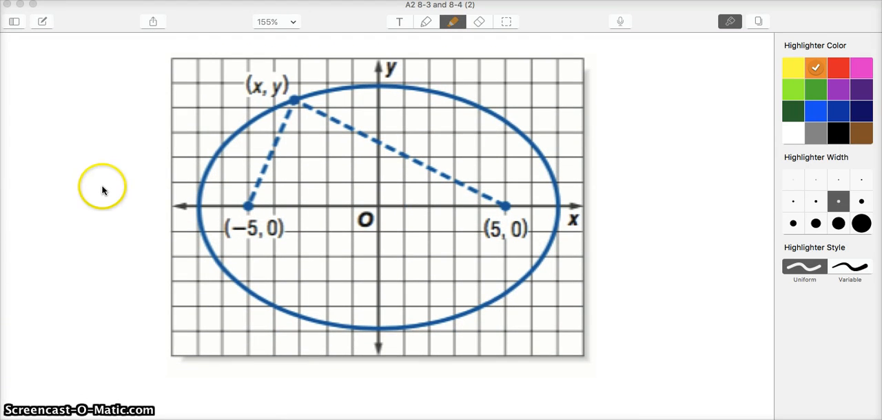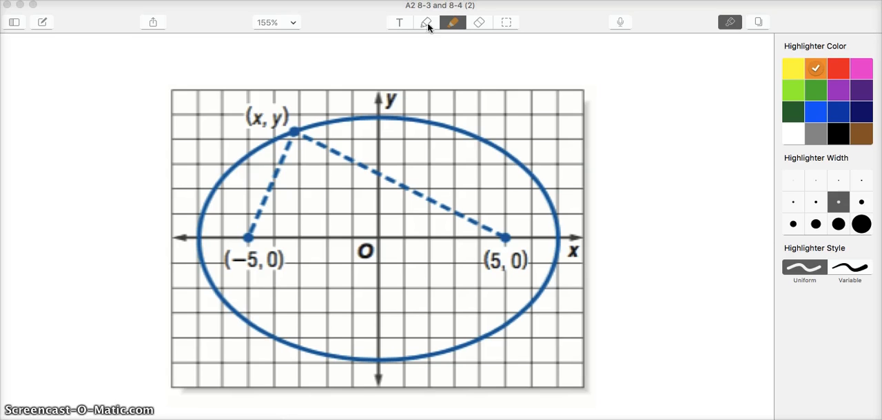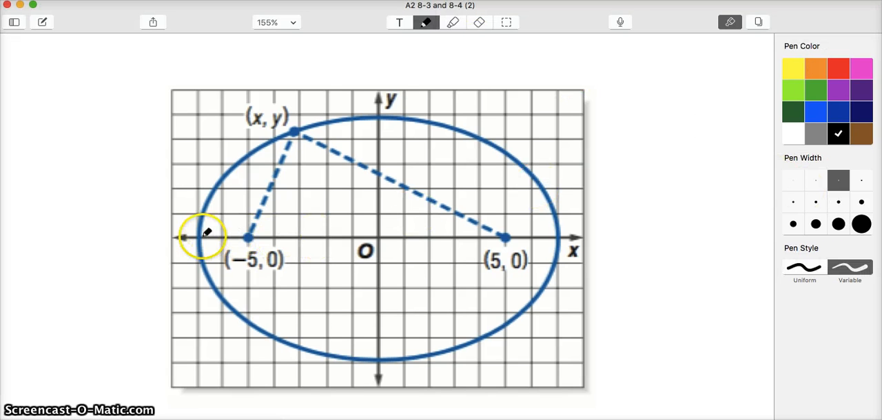All right, so here we have an example, and I'm going to talk about this example and identify some things. The major axis would be this one here. The minor axis would be this one here. The focal points, or the foci, would be here.